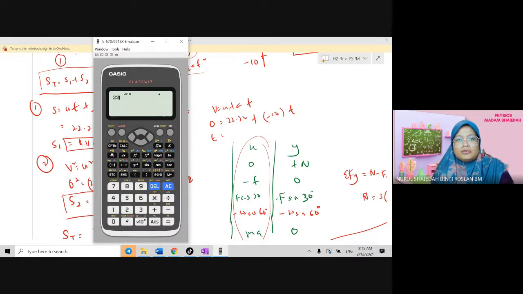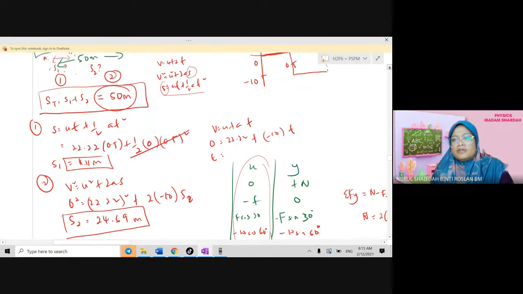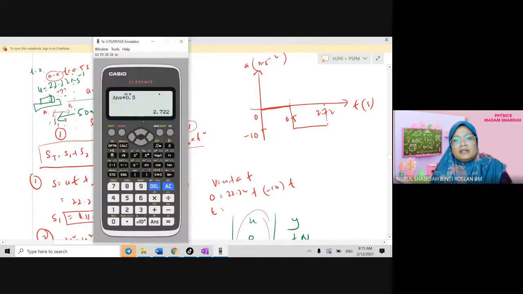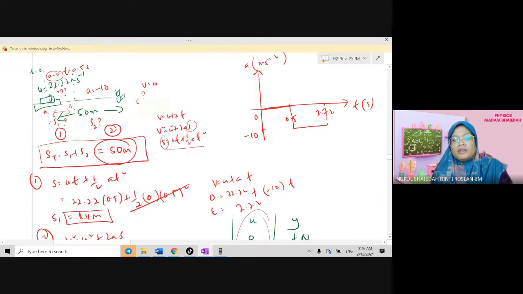So 22.22, so bahagi 10. So saya dapat 2.22. Then I need to plus with 0.5 sebab initial dia kita tengah fikir tadi 0.5. So jawapan dia 2.72. Sebab yang saya dapat tadi yang nilai ni adalah waktu nombor 2 tu je. 2.22 meaning from 22 until 0 masa dia tengah decelerate, it take times 2.22 second. But then you need to plus with the original sebab yang ini adalah kes pertama, ini adalah kes kedua.